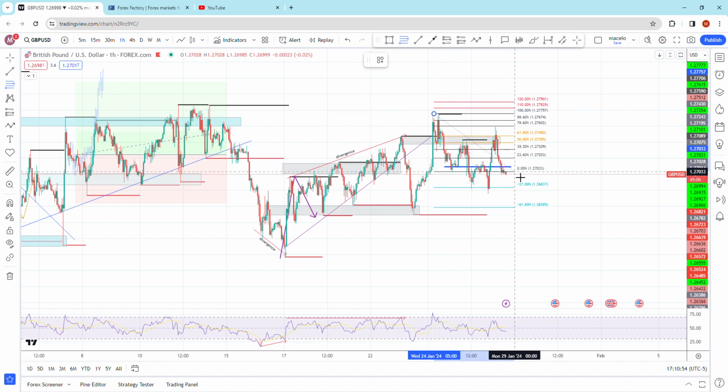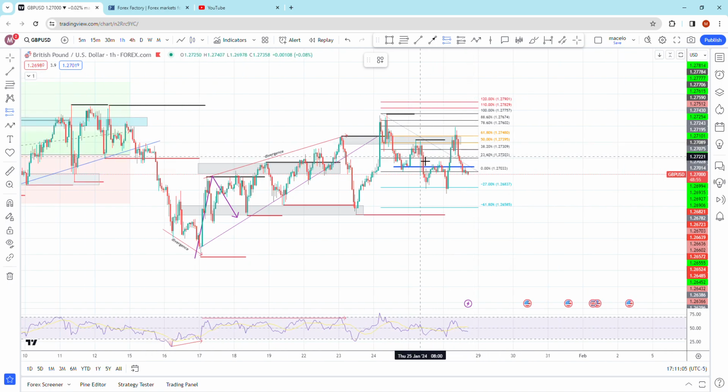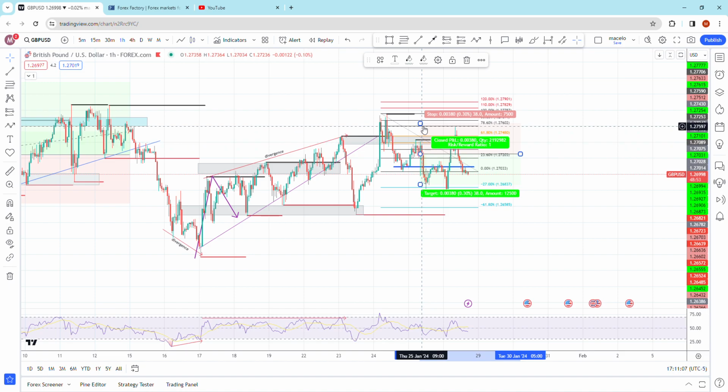You would have hit the 50 retracement. Entries could have gone after the second candle, which would have been this one here. Stops at the 78 or the 88, either one. I usually put it a little bit above, depending on my stops and targets.